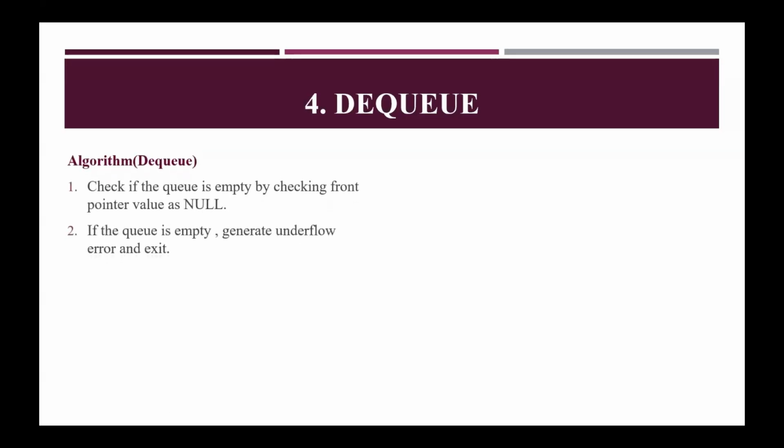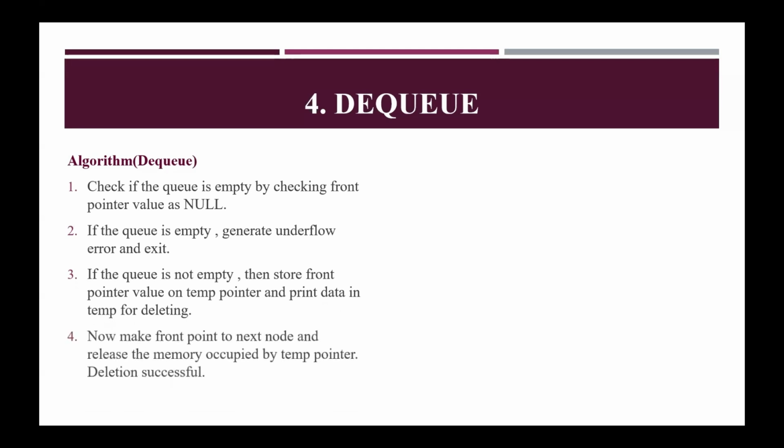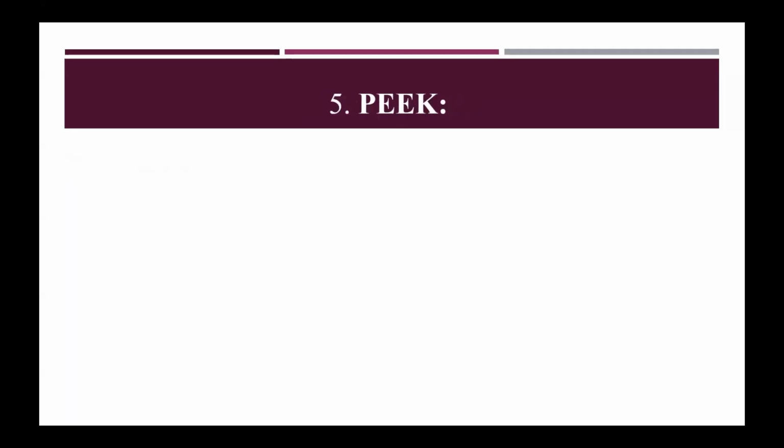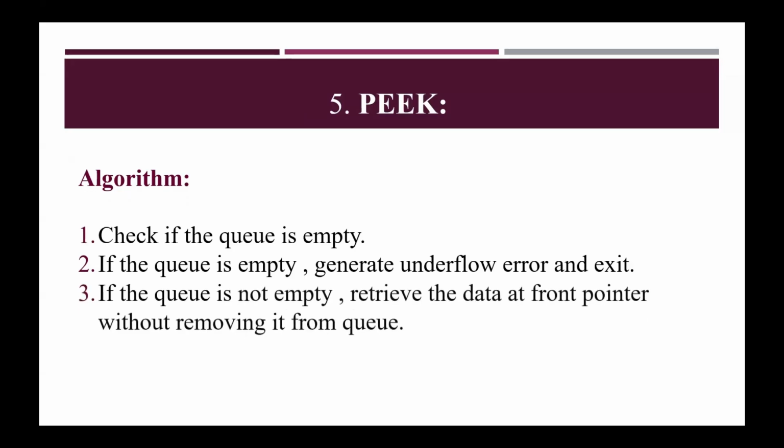This is for the DQ. Check if the queue is empty by checking whether the front pointer value is null, or we can call the function. If the queue is not empty, then store the front value into a temporary pointer and print the data being deleted. Now make the front pointer point to the next node and release the memory occupied by the temporary pointer, and the deletion is successful. Peek algorithm: if the queue is empty, we generate the underflow condition. Otherwise, we return the data from the front pointer without removing it from the queue.